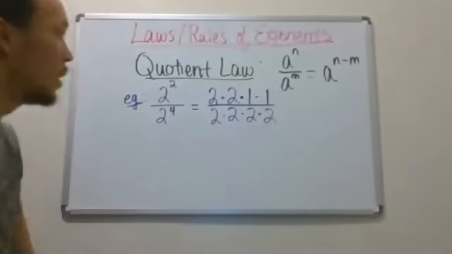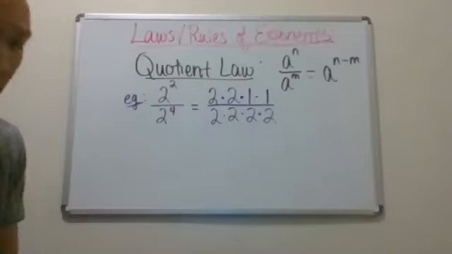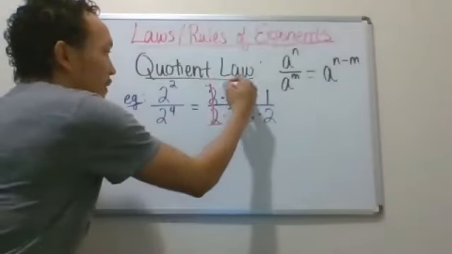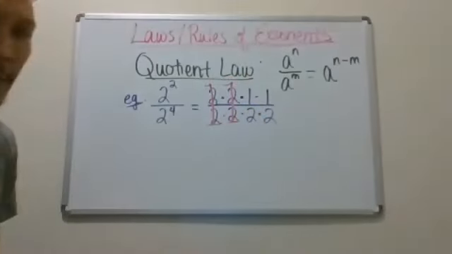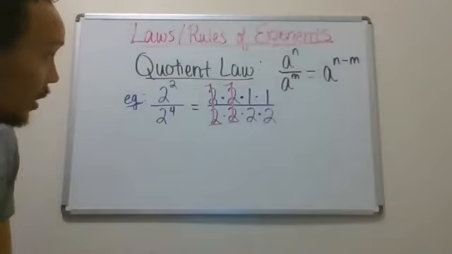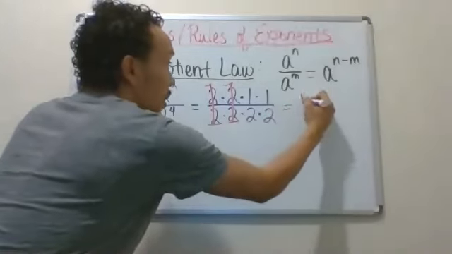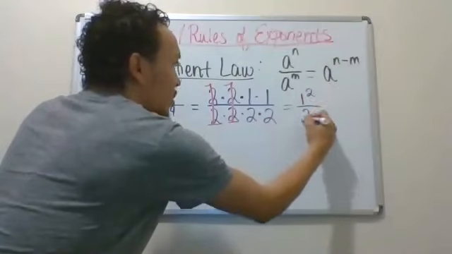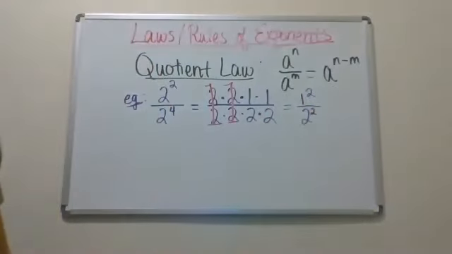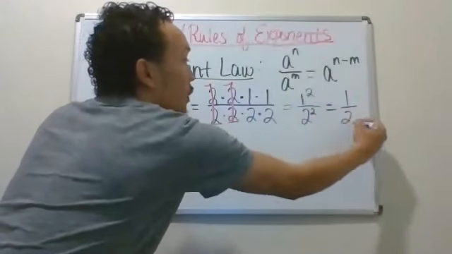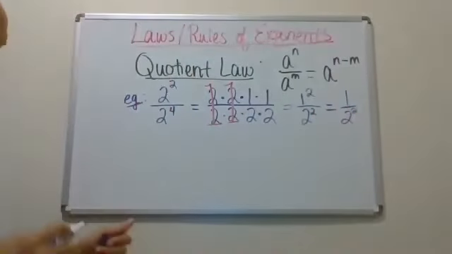So now, what we can do is simplify these. And so what we end up with is 2 being divided by 2, which gives us 1. And then we have 2 divided by 2, which gives us 1. And so now we have 1 squared in my numerator, but then we have 2 squared in my denominator. And once we simplify this out, we end up with 1 over 2 squared.